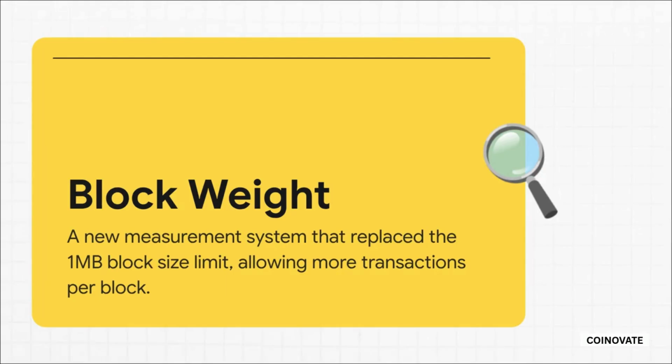So how did it do that? Well, SegWit introduced this new idea called block weight. It basically replaced the old rigid 1 megabyte block size limit with a more flexible 4 million weight unit limit. And since the witness data that got moved was counted differently, it was given less weight. You could suddenly fit more transactions into the same amount of space.